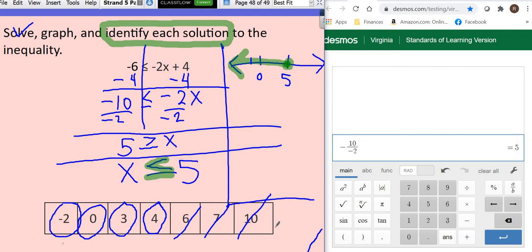And I suggest whenever you're picking solutions that you always graph your answer because it makes it a lot easier to tell what a solution is and what is not.